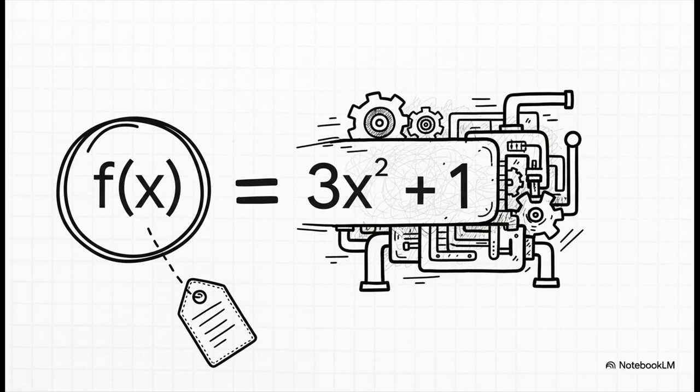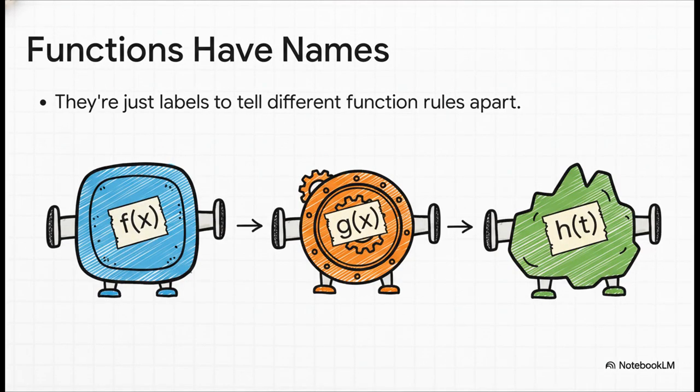That first part, f of x, sounds a little weird, but it's just the function's name. Think of f as its first name and x as a little note saying, hey, x is the input we're using. And just so you know, that letter f is nothing special. It's just a name, like calling a function Fred. We could have just as easily called it g of x, or h of t if, say, our input was time. They're just labels, kind of like file folders, to help us keep all our different rules organized.